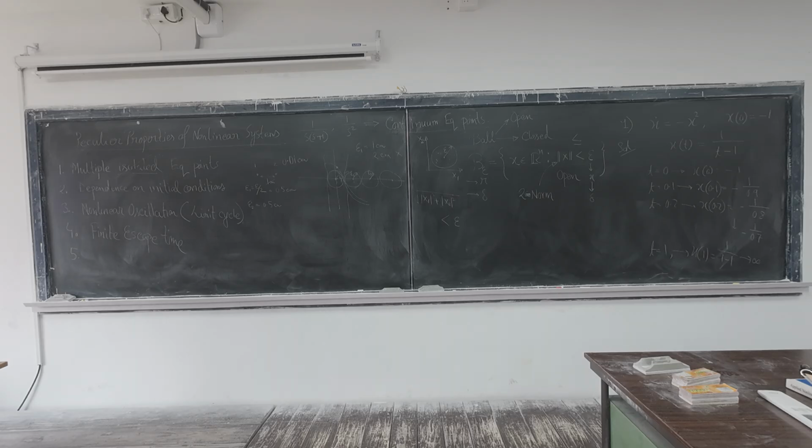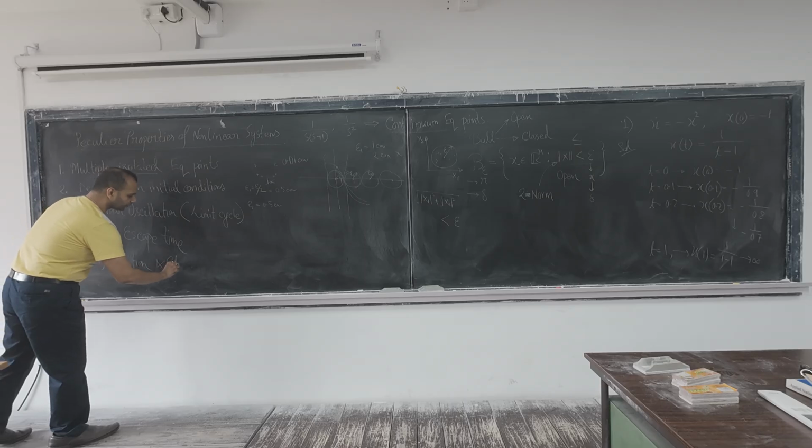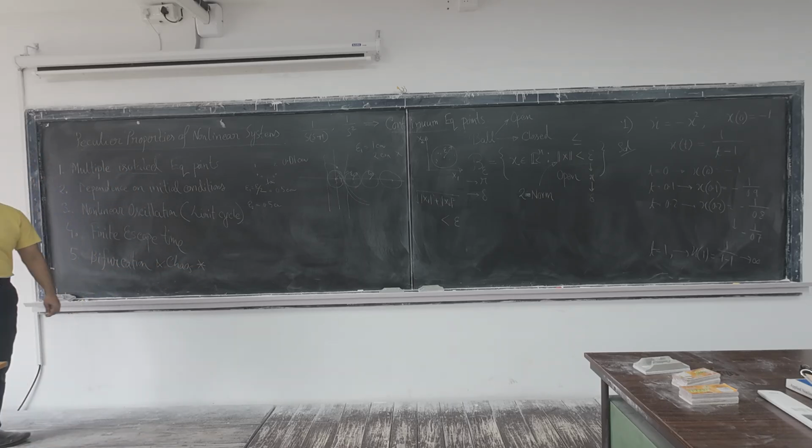Then what else? Bifurcation and chaos. Although we don't know them yet, we will know them a bit later. At this moment we don't have any idea about them, but they exhibit different kinds of peculiar phenomena which are not there for linear systems. Anything else?